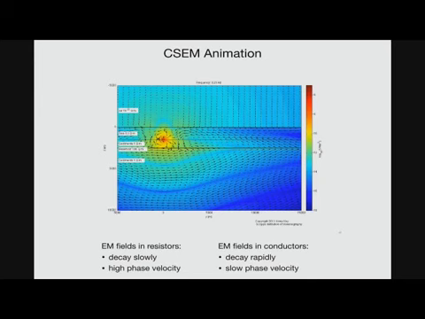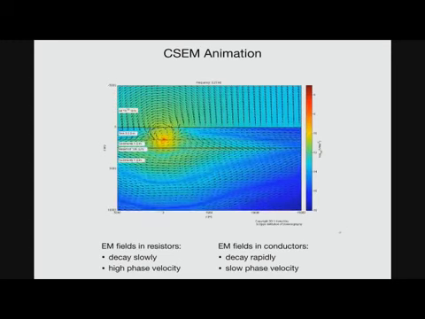The movie that I'm going to show you shows the instantaneous direction of the electric field through these arrows, and the colors show you the amplitude of the field. This is on a logarithmic scale, so spanning several orders of magnitude. Basically, this is the ocean here, these are the sediments, and this is that thin resistive layer that's simulating an oil and gas field.